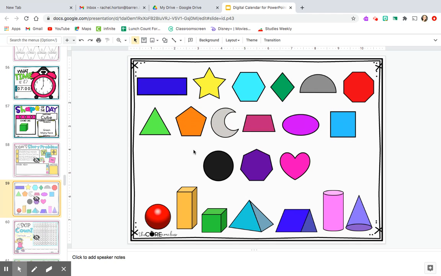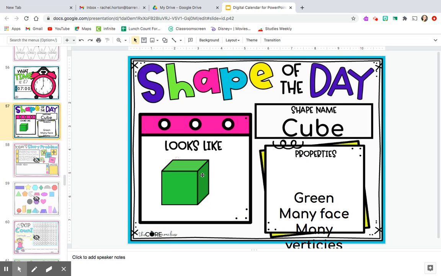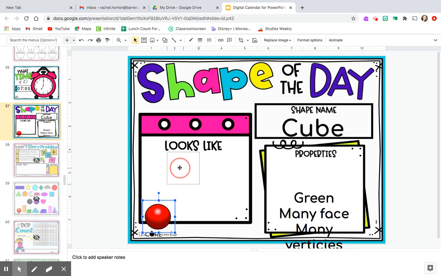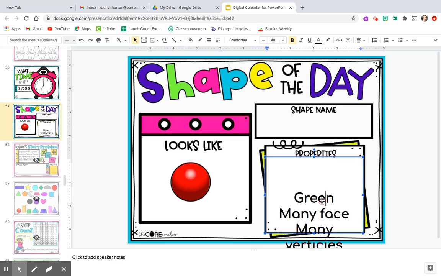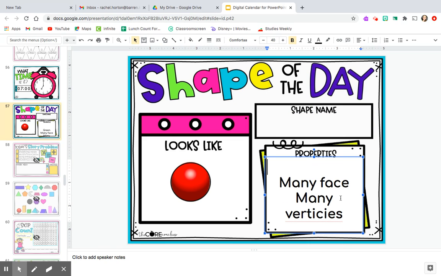All right, let's pick a new shape for today. Miss Horton's going to pick this one. All right, you see this one over here? This kind of looks like a ball, doesn't it? Kind of looks like a little bitty ball. However, this ball is called a sphere. A sphere. This sphere doesn't have any sides, doesn't have any vertices. It's kind of like a circle, but it's a ball, and it's called a sphere. It is a red sphere, and it is a 3D shape because you can touch it and move it around.